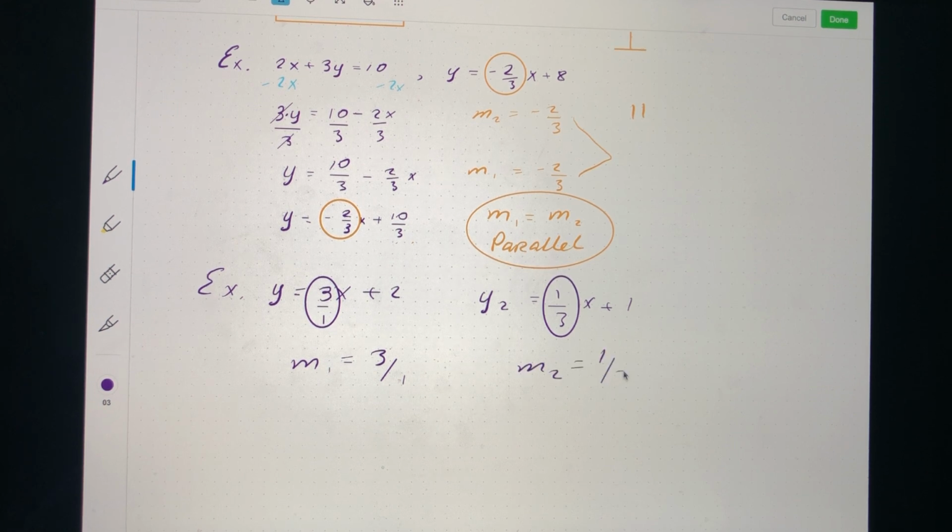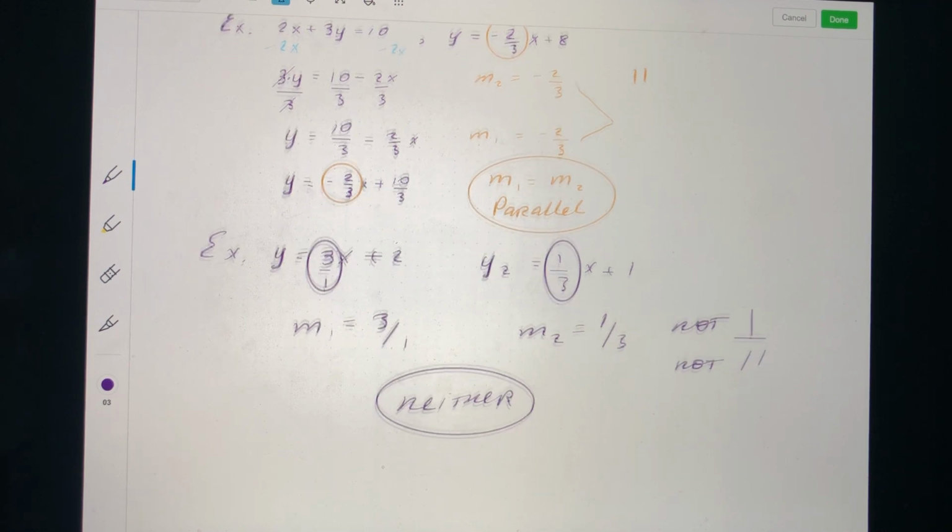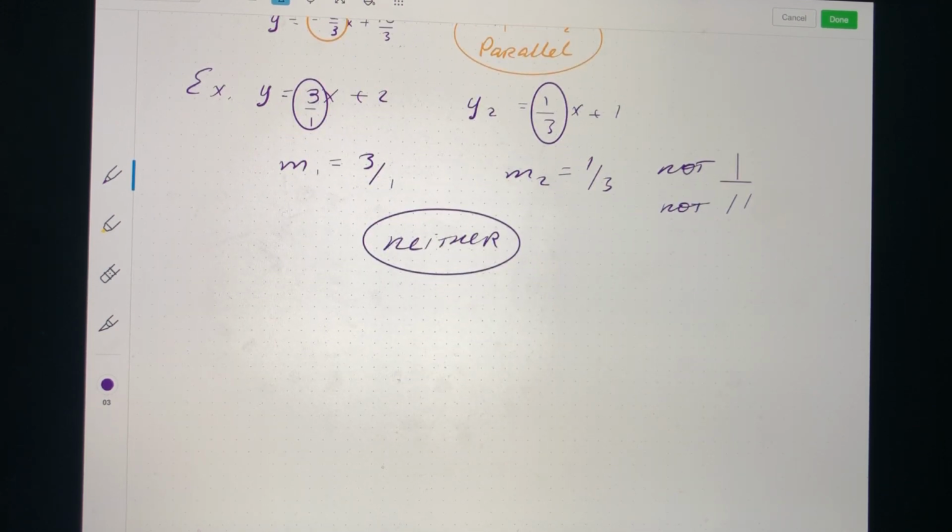And so we see that the numbers are reciprocals of each other, but they're not negative reciprocals of each other. The signs are not opposite, which means these lines are not perpendicular. The slopes are different, which means the lines are not parallel either, which means the lines are neither parallel nor perpendicular. And that is our answer for the third example.